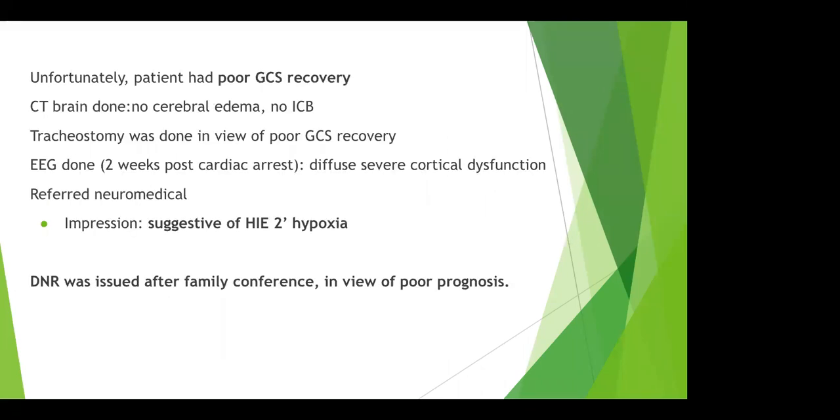Unfortunately, the patient had a poor GCS recovery, and the CT brain done was quite normal. A tracheostomy was subsequently done because of the poor GCS recovery. The patient had an EEG done, which showed diffuse severe cortical dysfunction. After referring to neuromedical, it was concluded that the patient had HIE, secondary to prolonged hypoxia during the initial CPR. DNR was eventually issued to the family in view of poor prognosis and low chance of recovery.